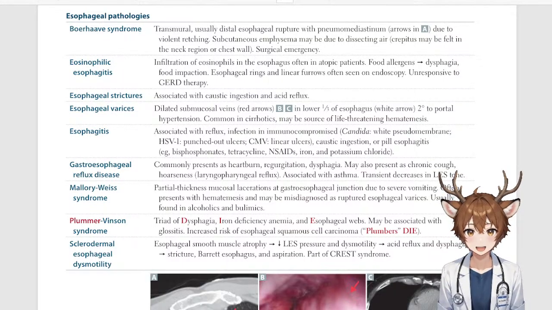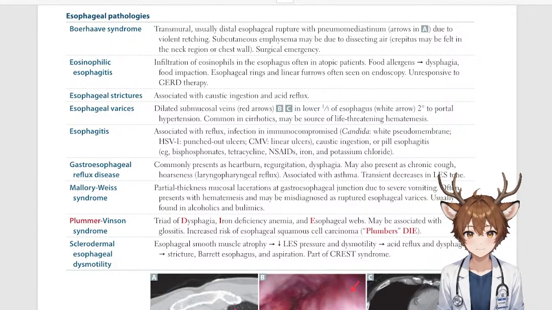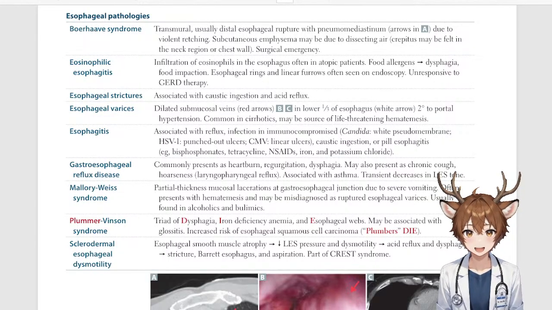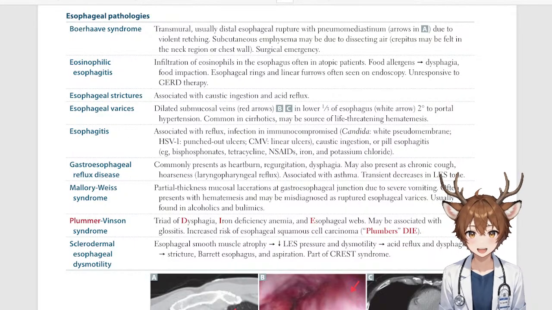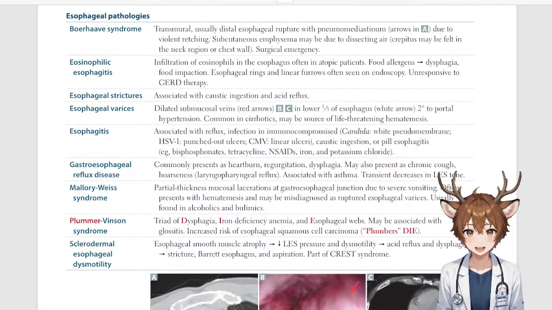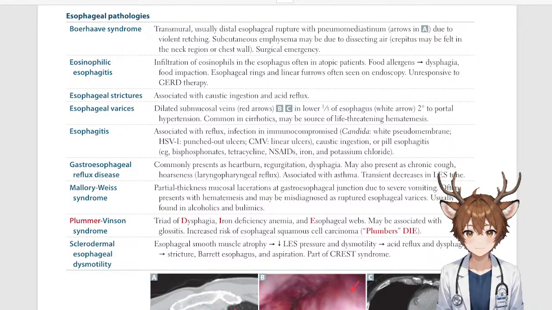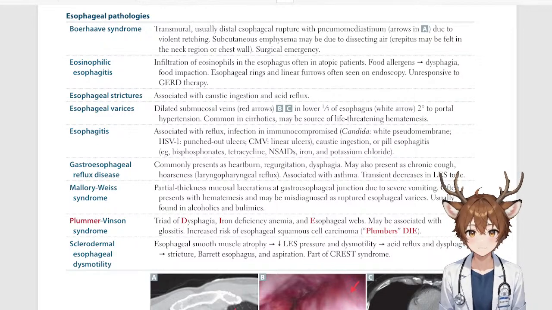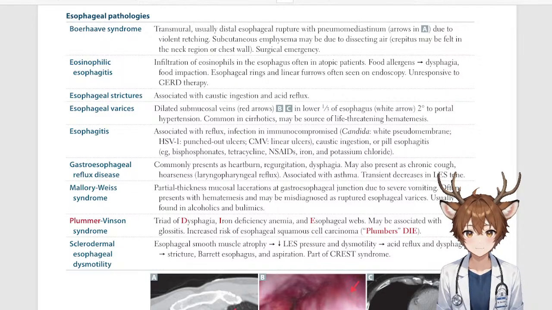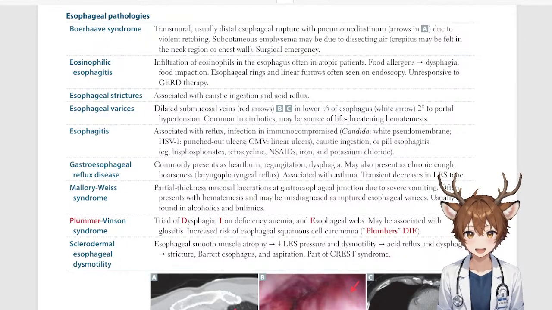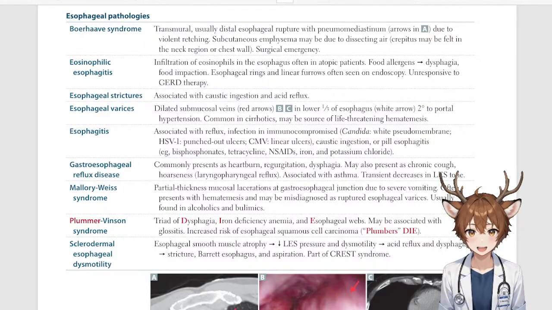What about Mallory-Weiss syndrome? Do we have that on here? Yeah, we do. Mallory-Weiss syndrome, partial thickness, longitudinal lacerations of the gastroesophageal junction confined to the mucosa and submucosa. Due to severe vomiting, often presents with hematemesis plus or minus abdominal or back pain, usually found in patients with alcohol use disorder, bulimia nervosa. Esophageal varices, dilated submucosal veins, red arrows shown in picture B is what they're saying. Okay, yep. And I'll go down a little bit.